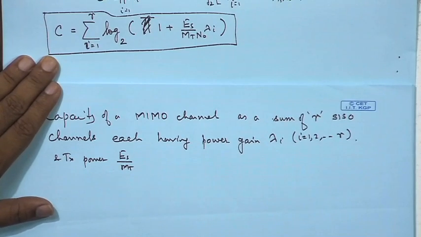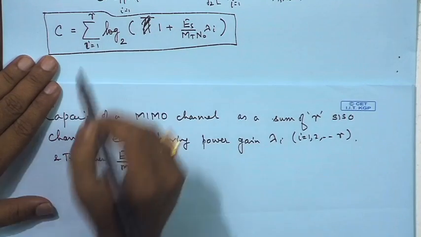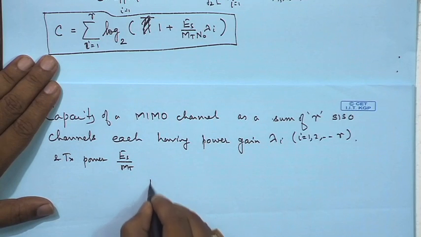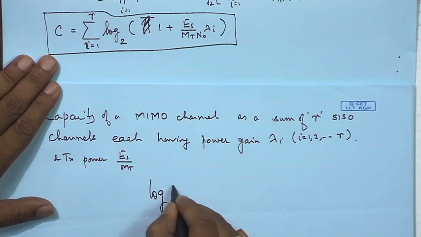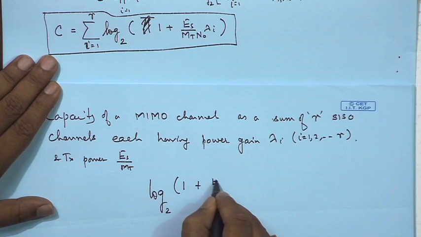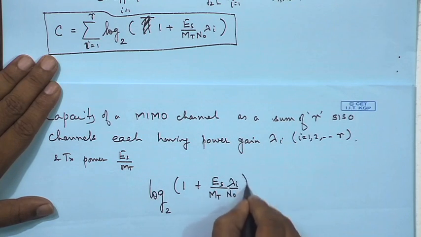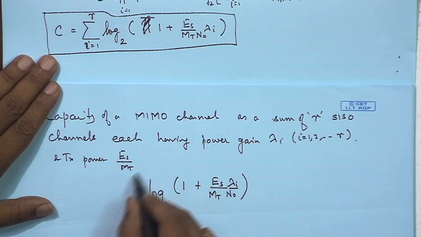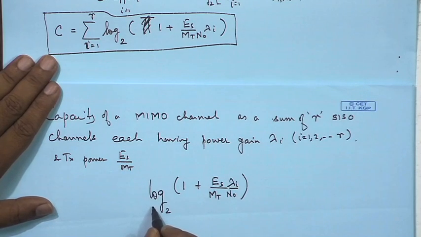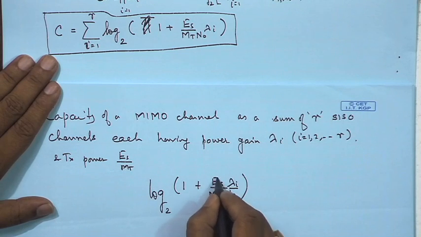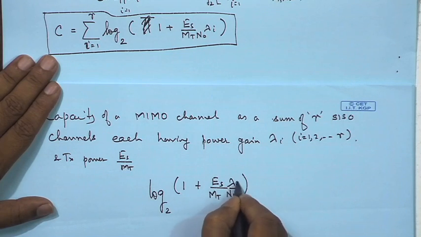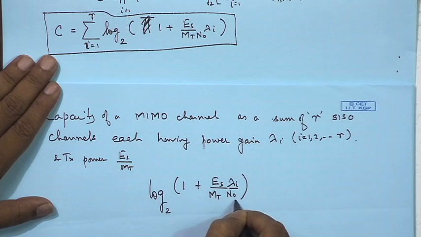So, when we look at it, you see this once again very carefully. We could write it again, log base 2 of 1 plus Es upon mt by n naught times lambda I. So, this clearly is the expression of capacity of a single input single output system, where Es upon mt times lambda I, you can say, is the signal power, the effective signal power, and n naught is the noise power.